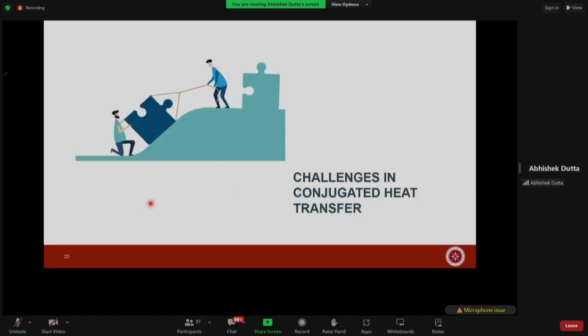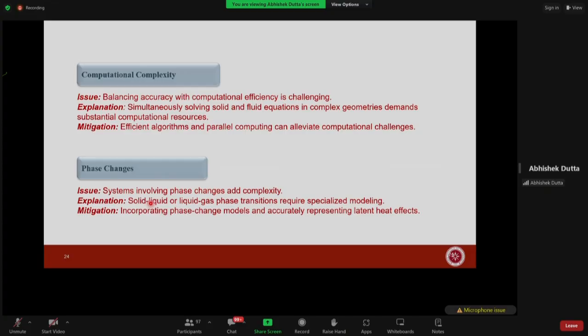this case, OpenFOAM. What are the challenges involved? Challenges are computational complexity. Indeed, it is not that easy. The time challenge is a big challenge for computational problems. This interaction jump is a time consuming thing, so that's an issue. For that, the mitigation is efficient algorithms and some parallel computing.